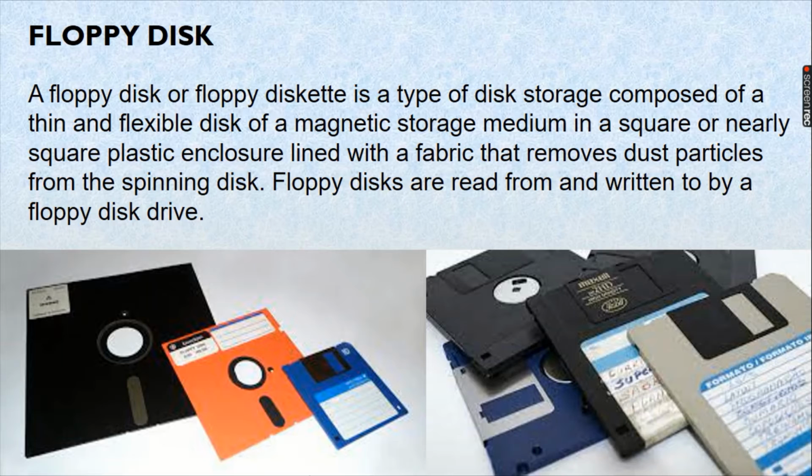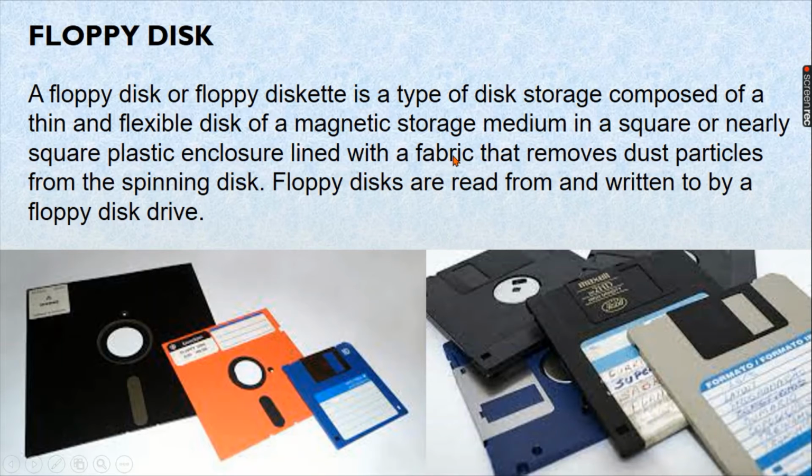We have different types of floppy disks. As we can see, there are three different types of floppy disks, and their sizes are different. Some are 3.5 inches, some are 5.25 inches, and these are 3.5 inches, and their capacity and storage are different from each other, and they were used in the past. Nowadays we are not using them anymore because they have less storage capacity. So these floppy disks are not used anymore.